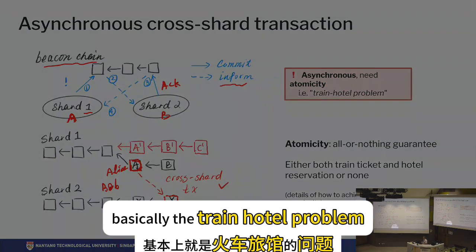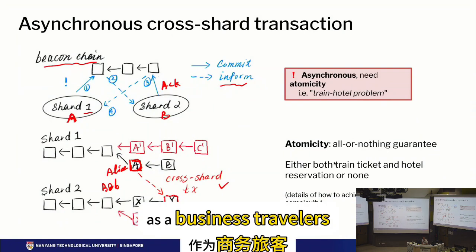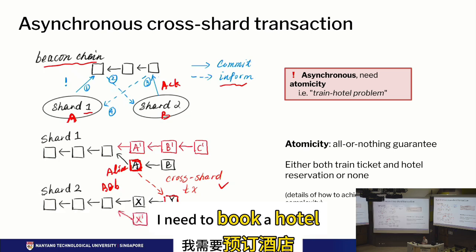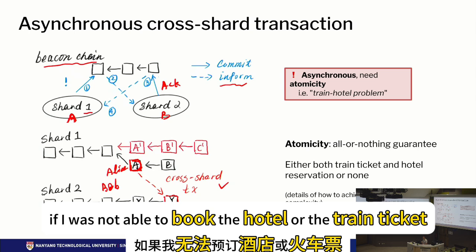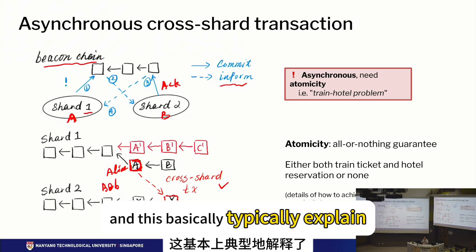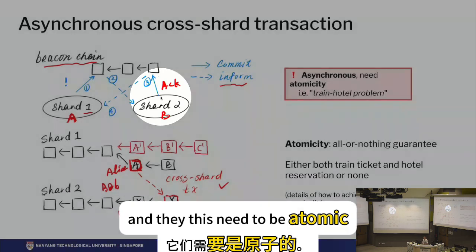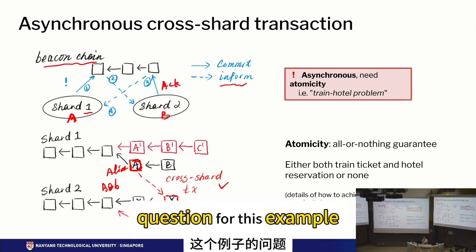So basically what the train hotel problem is trying to say is, as a business traveler, when I book a train to travel to the destination, I also need to book a hotel. If I was not able to book the hotel or the train ticket, I shouldn't go. And this typically explains the atomic transaction. This needs to be atomic. Any questions for this example?